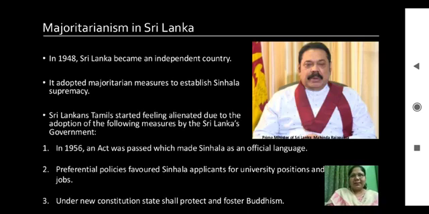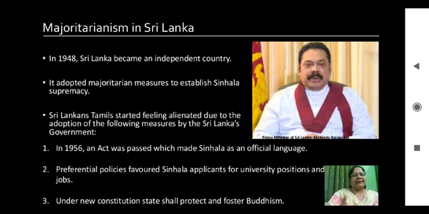So the Sri Lankan Tamils, now what happened to this 18% of the minorities which constituted Sri Lankan Tamils and the Indian Tamils? Out of them, the Sri Lankan Tamils were more proactive, if I can say. They started feeling alienated due to the adoption of the various measures which I am going to discuss just now. So there were certain measures adopted by the newly established Sri Lankan government, which gave more preferences, more importance to the majority of the population.